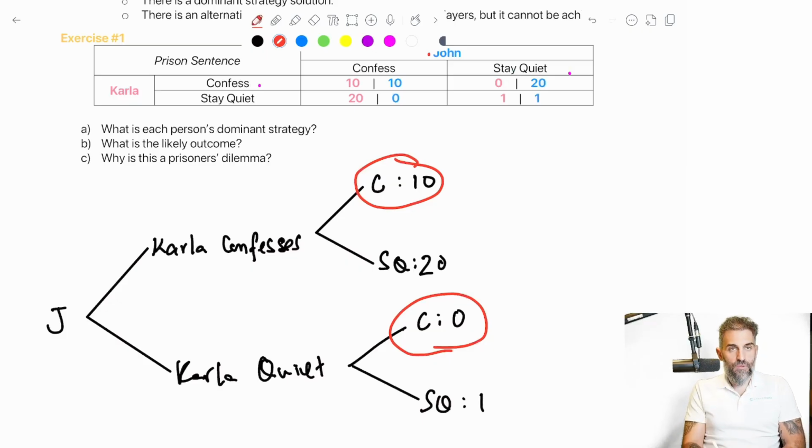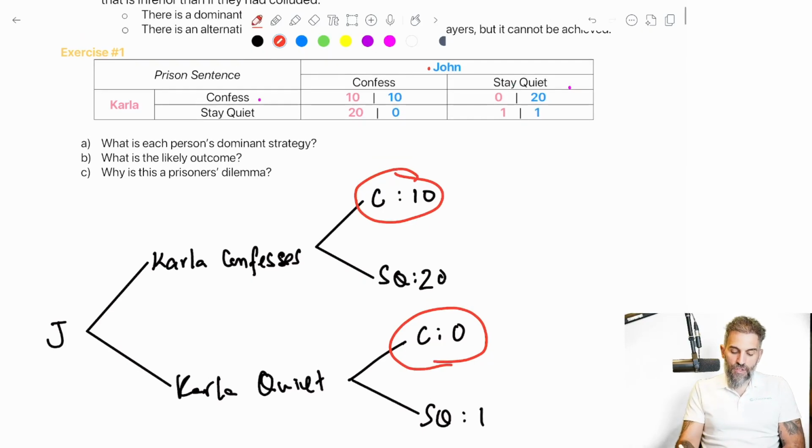So what is the likely outcome? Well, the likely outcome is that they're both going to confess. And so confess is the likely outcome. So they're going to get 10 years in prison each.